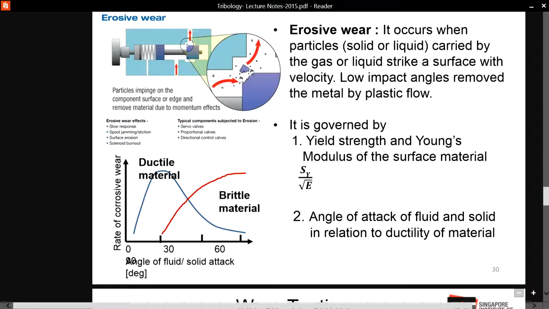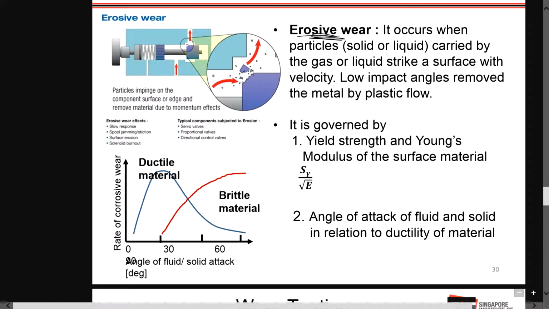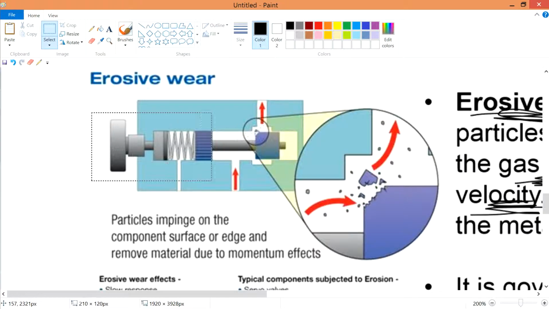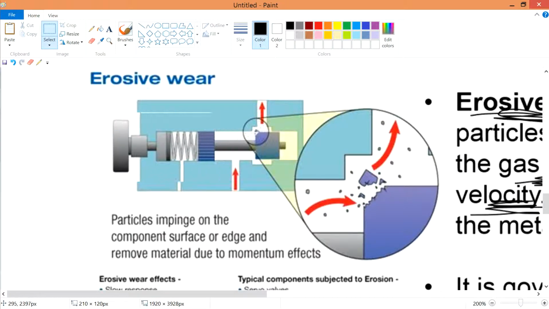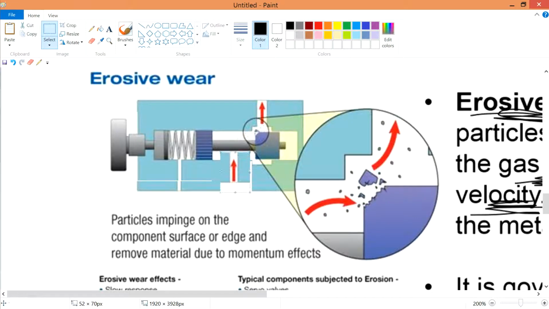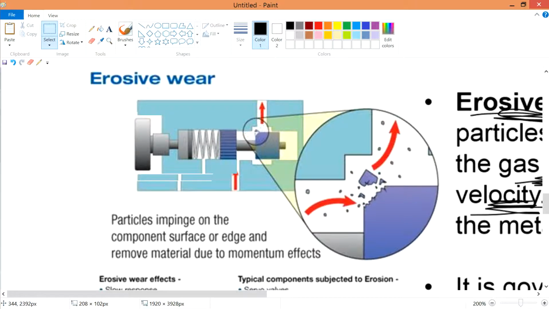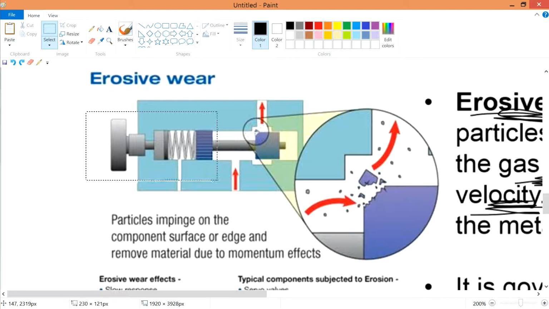The last part is the erosive wear. Take note of the words: gas or liquid strikes a surface with velocity. So it's with a certain velocity, and therefore this picture over here, let's see how it goes. I think it's an experiment. I don't know whether it is like this. I may be wrong, but when this thing plunges in, the air coming in from here is being forced with a certain velocity. So this air itself, boom, and therefore created this type of breakage. It causes the erosion.